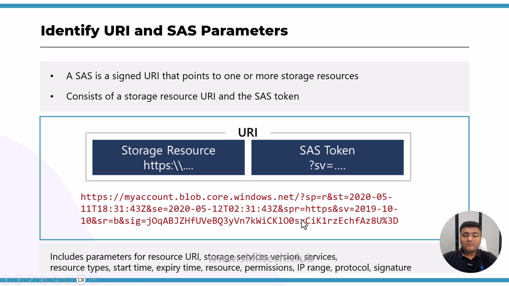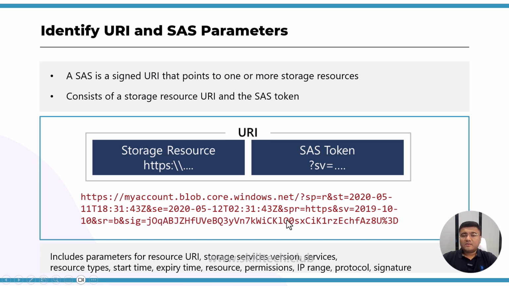For example, here we have SP equals R. SP equals R is going to specify what kind of permission you're providing; R is read permission. Then you have ST, which is the starting time, and SE, which is the ending time for this particular token validation. So basically, after this ending time, the token is going to expire.